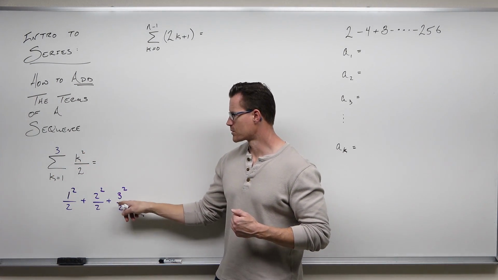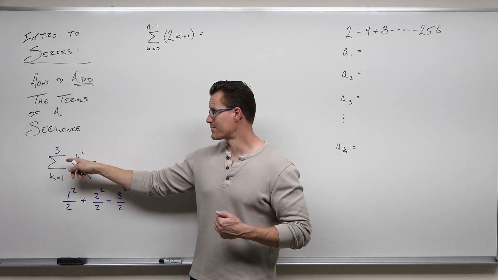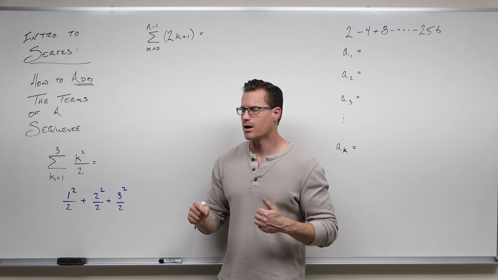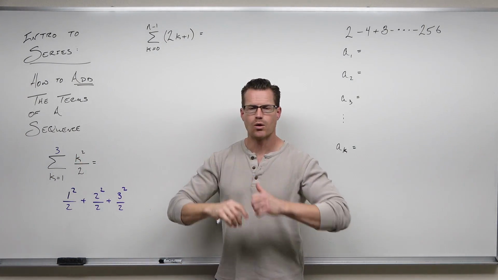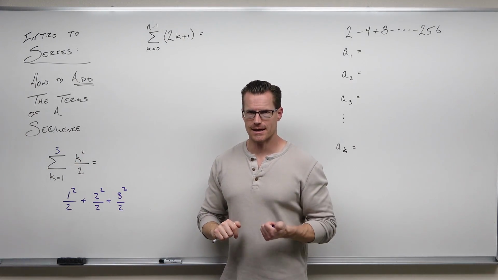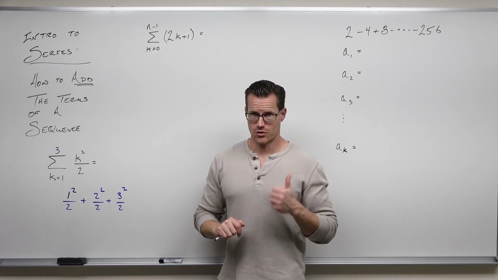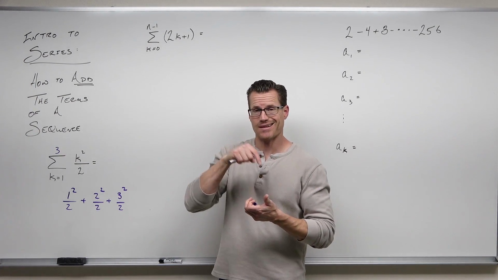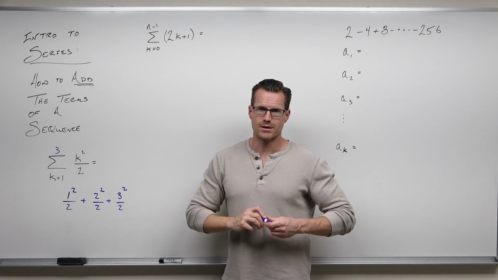So 1, 2, and 3 from our 1, our 2, and our 3. If that had been 31, you do 1, 2, 3, 4, 5, 6, all the way to 31. You plug them in here and you add the whole thing up. Is it possible? Yes. Is it annoying? Of course, because if you have 31 terms here and you got to add them up, that's a lot of number crunching. Are there formulas?